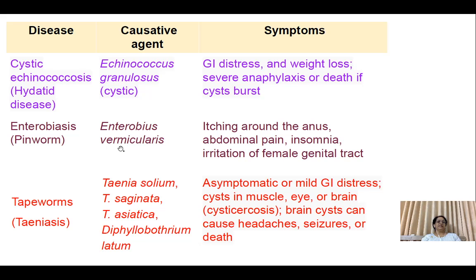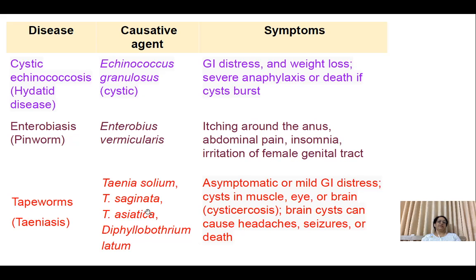Next is Enterobius vermicularis. The name of the disease is enterobiasis, or pinworm infestation. When Enterobius vermicularis lays its eggs in the anus portion of the gastrointestinal tract, there is continuous itching, abdominal pain, insomnia, and irritation of the female genital tract as common symptoms.